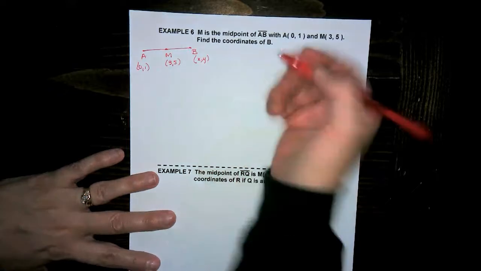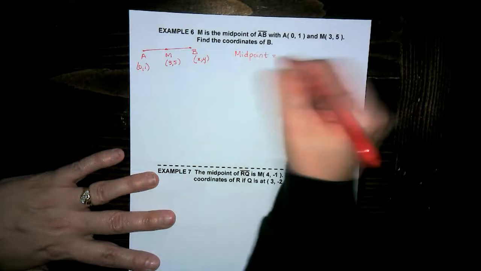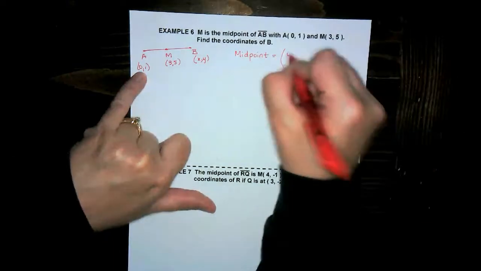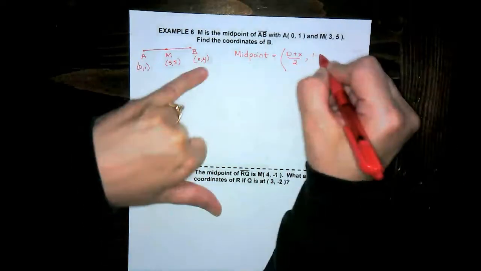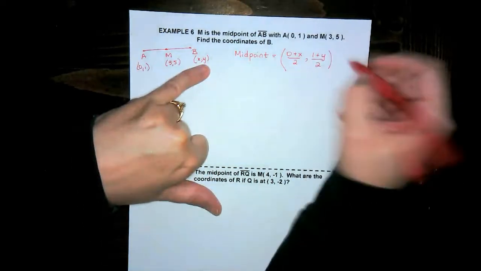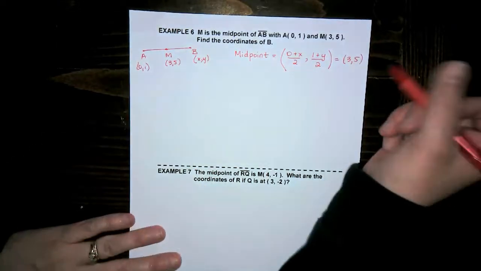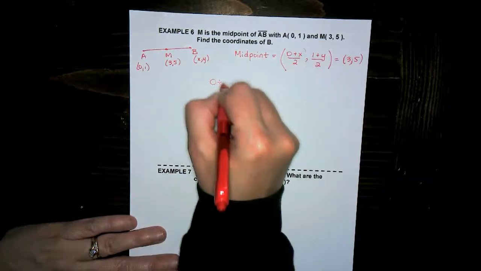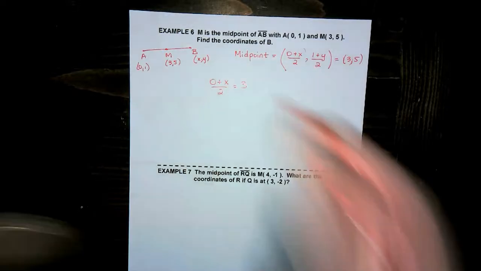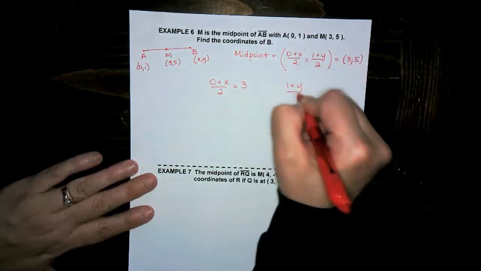Okay, so let's set up our midpoint formula. Our midpoint formula says to add the X's. So we'll add 0 and X, and we'll divide by 2. And add the Y's. That's 1 and Y, and divide by 2. Now what we're told is that equals 3, 5. So what I want you to be able to do here is to pull out the two equations. We're going to take this piece and set it equal to the x coordinate of the midpoint. So 0 plus x divided by 2 equals 3. And then I want to take the y piece and set it equal to the y coordinate. 1 plus y divided by 2 equals 5.